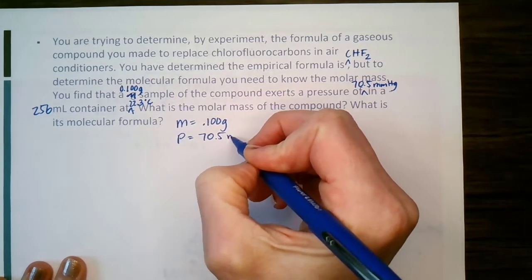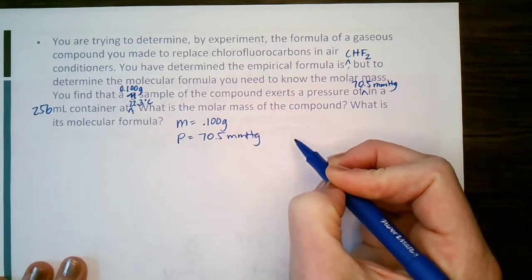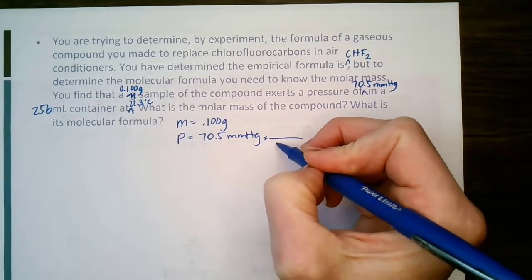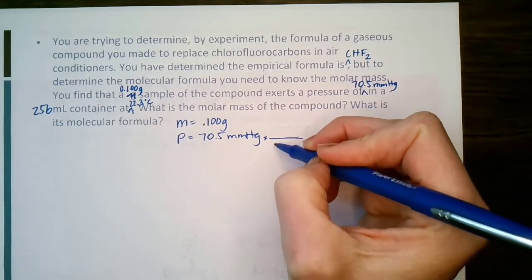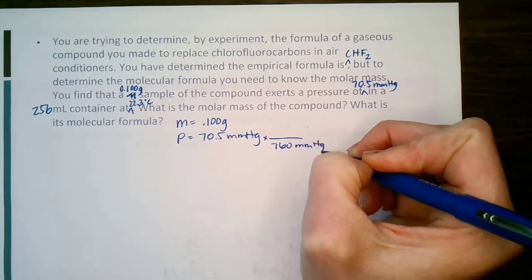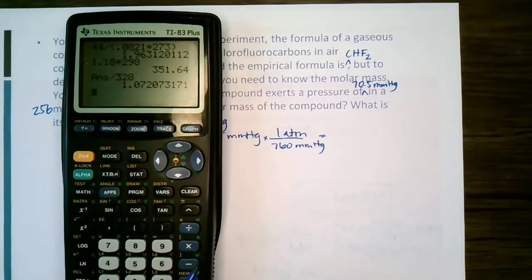And we have a pressure of 70.5 millimeters of mercury. Before we get too far, I want to convert that to atm, because we know that when we use our gas law constant, it's in atm. So 760.